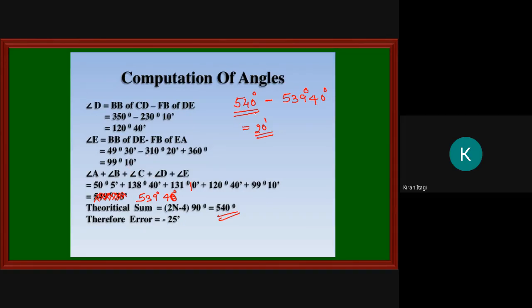So whether you add or subtract, see our angle is this much. To make this much, we are having 20 minutes less. So what you do, just divide it by the number of sides. How much are you getting? 20 by 5 is 4 minutes. Okay. So add 4 minutes to each angle: angle A, angle B, angle C, angle D, and angle E.